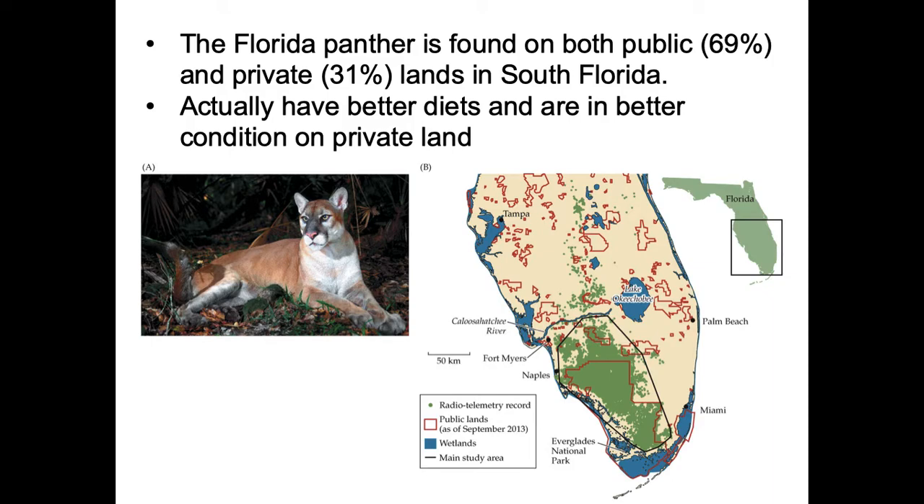So here's another example. The Florida panther is found on both public lands, about 69%, and 31% private lands in South Florida. And interestingly, they actually have better diets and are in better condition on private lands. And so this shows some of that data. The green dots are radiotelemetry records for Florida panthers, and we see that the red are the public lands, so this is Everglades National Park right here, but there's some other public lands scattered in, but these spaces in between have Florida panthers, but are not protected areas.